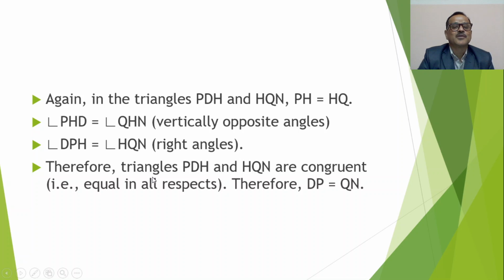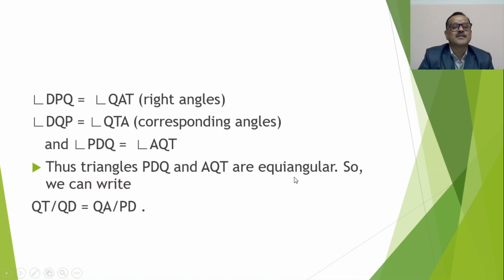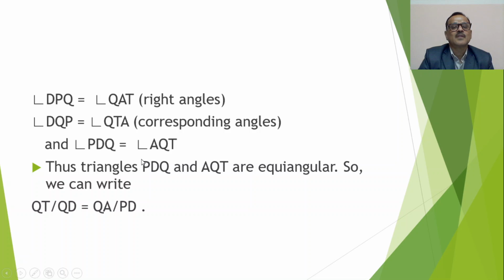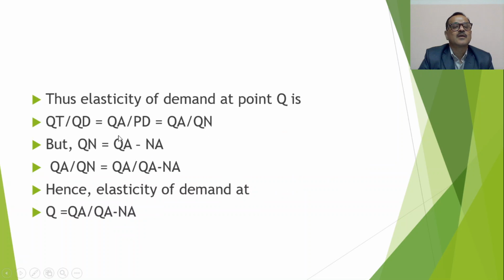Therefore, triangles PDS and SQN are congruent, meaning having the same size in all respects. Therefore, DP is equal to QN. This size, DP equal to QN. Thus, elasticity of demand at point Q.